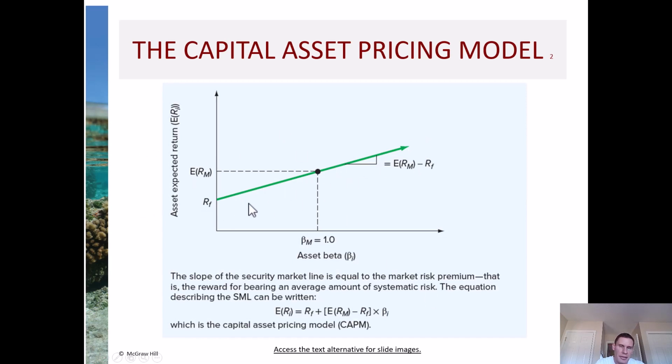You can see this green line moving up, right? The slope of this line is equal to the market risk premium. So that is the reward for bearing an average amount of systematic risk. So the equation describing the SML can be written, and you see the equation at the bottom there, which of course is the capital asset pricing model.